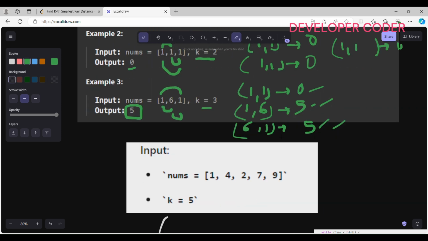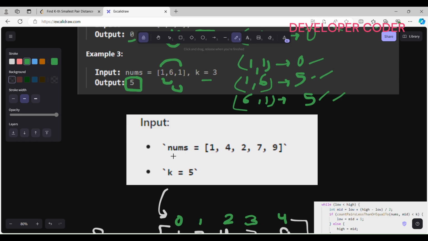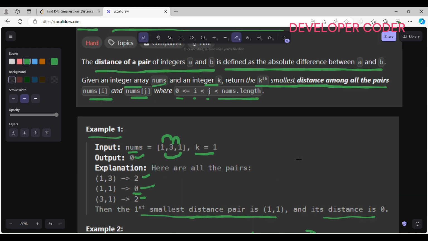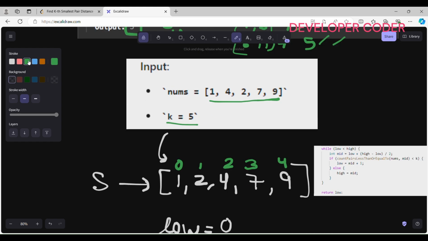So now let's understand this with this input array. This is my nums array given to us and k is equal to 5. So we have to find the fifth smallest distance among all the pairs. So first thing that I'm going to do here, I'm going to implement the binary search, right? So here this is my nums array. I'm going to sort this nums array. After sorting, my nums array is going to look like this: 1 2 4 7 9. And I have given the indexes, right?